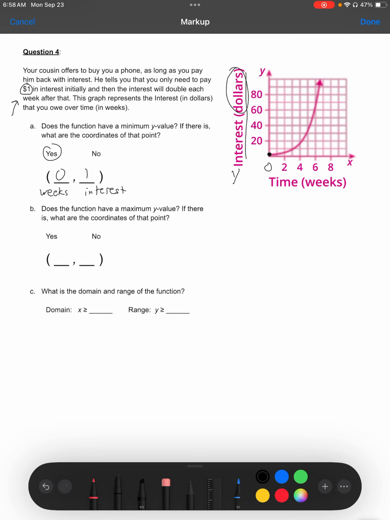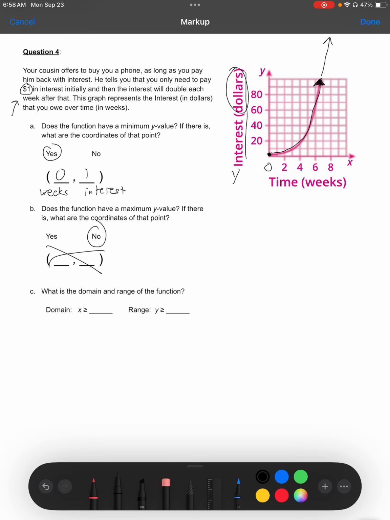Then it asks, does the function have a maximum y value? So does it have a highest point? Well, if we follow this graph up to the top, we get to this arrow. That means that it is going to continue going on forever. It's going to continue past this graph, continue going up and up and up forever. The interest can keep on going up. It doesn't have a highest point. So this means that there is no maximum value. Since there is no maximum value, we don't need to say what the point is because there isn't one.